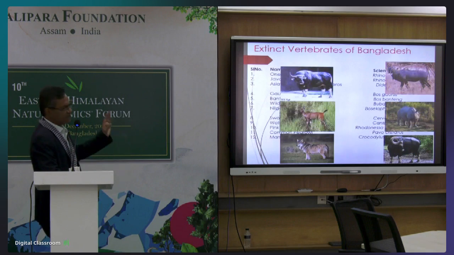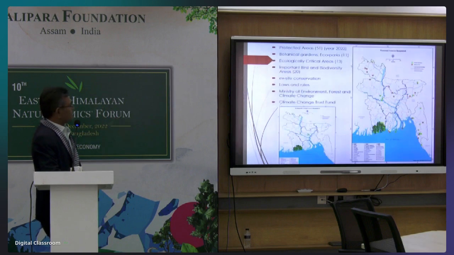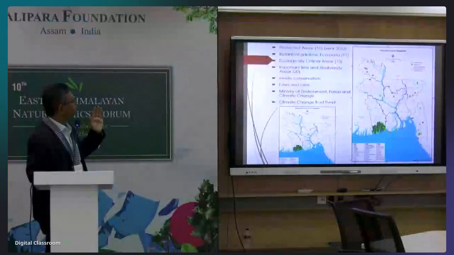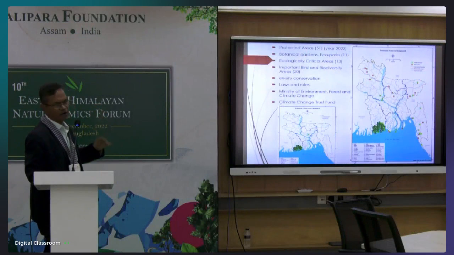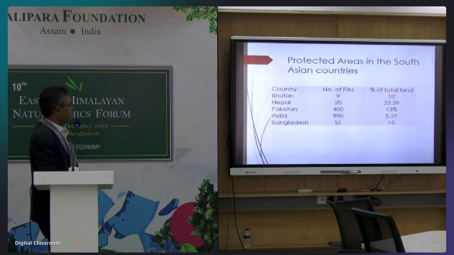So these are some animal species which were once present in Bangladesh, but now they are completely extinct. So the conservation initiatives, as you know, we have many programs to conserve our biodiversity, and already 51 protected areas have been declared, and different ministries have taken initiatives to protect.